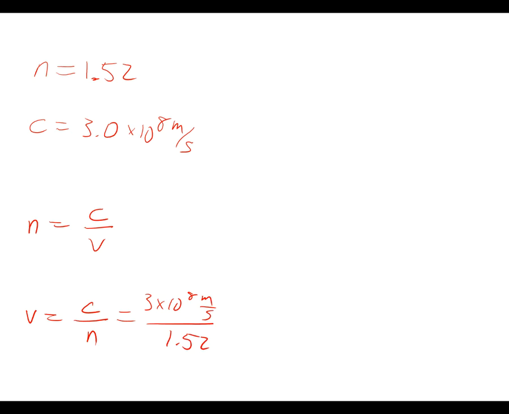So we pull out our handy calculator. 3 times 10 to the 8th divided by 1.52 would give me 1.97 times 10 to the 8th meters per second. So it's significantly slower. Another way to think of this, if n is equal to 1.52, then that means that the speed of light would be equal to roughly 3/2 the speed of light within a certain medium, because 1.5 would be 3/2.